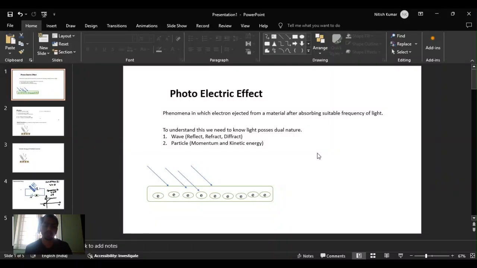Kumar. Today I'm going to teach the photoelectric effect. To understand the photoelectric effect, we first have to know the nature of light.